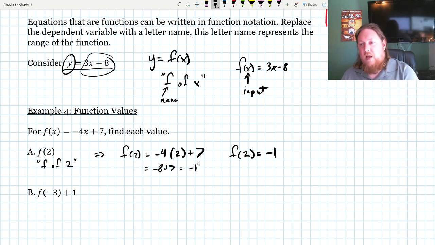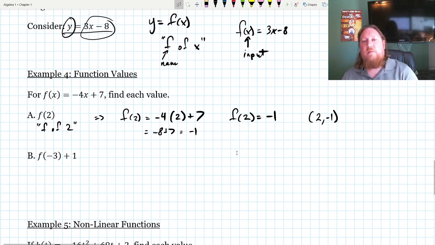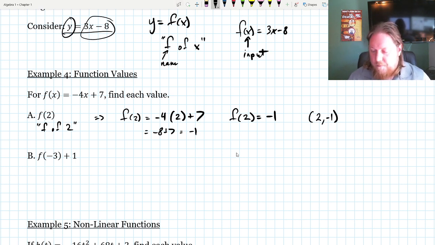Now what's important about that is the function f equals y. So really what this is telling me is I have the coordinate 2, negative 1 is part of my function. And because the function is kind of just using a name, I can use it with other expressions. f of negative 3 plus 1. This is really saying f of negative 3, plus 1. That's how I say that verbally. I'm going to evaluate the function for negative 3 and then add 1 into it.